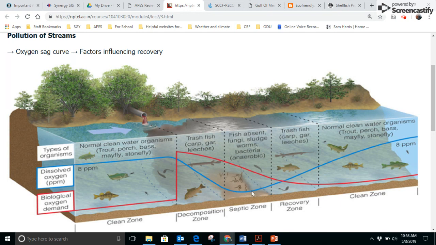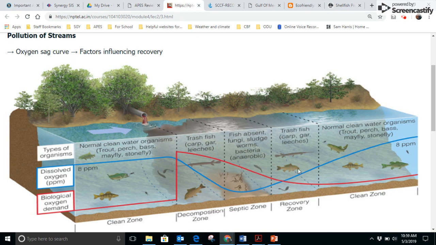There's two terms that I want you to think about: hypoxia and anoxia. And so hypoxia is when we have very little oxygen left in the water, and anoxia is when we have essentially no oxygen in the water. Those terms come up on the AP exam from time to time, and that would be associated with this septic zone where you're not going to have many fish. It's going to be a dead zone at that juncture.